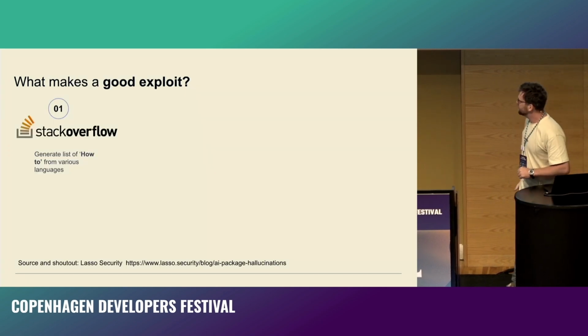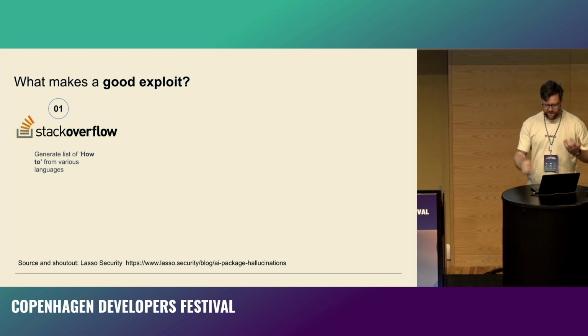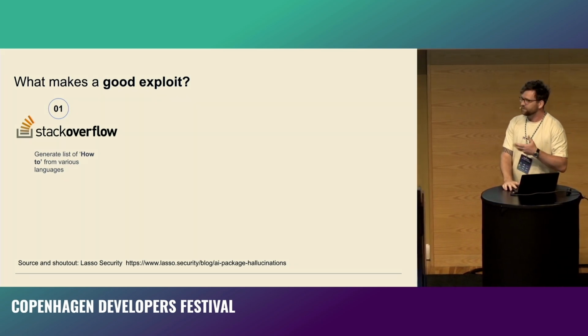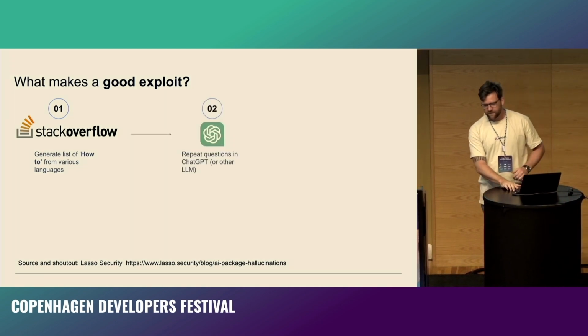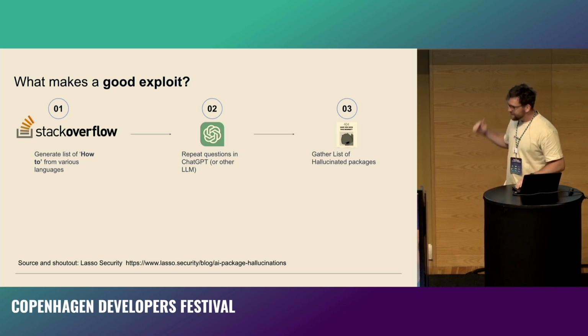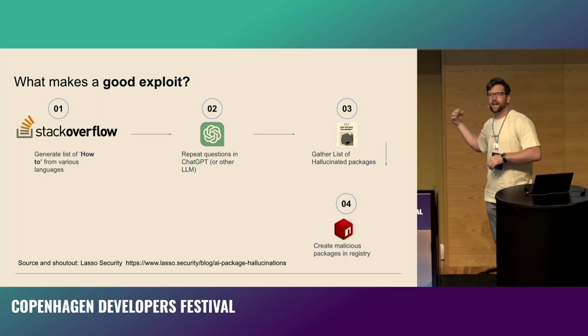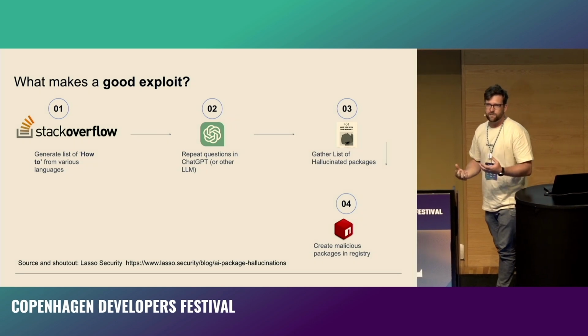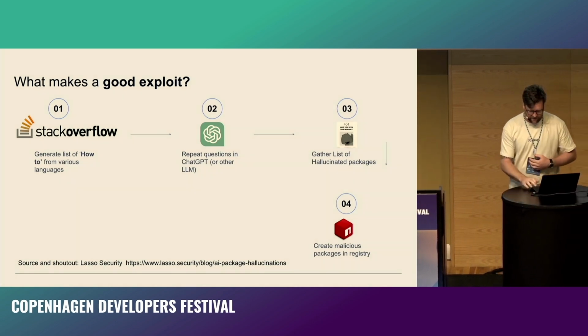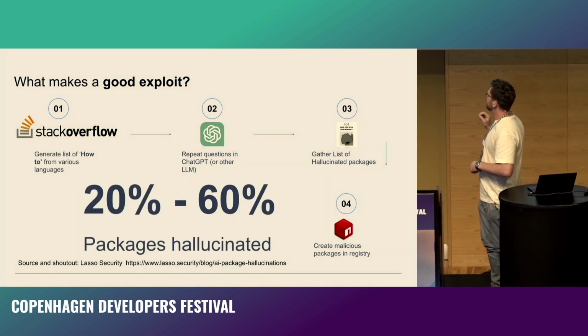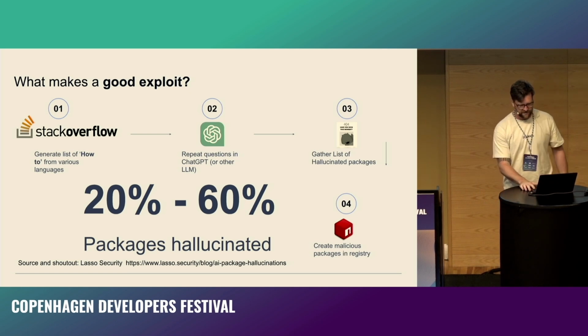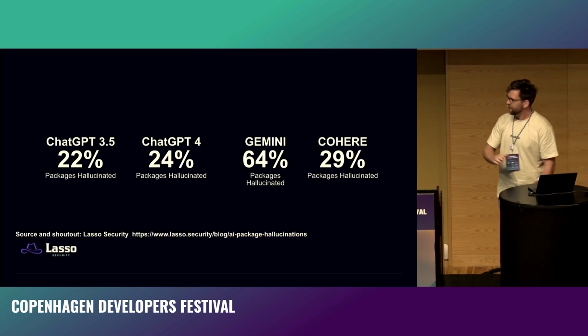This is a system that was created by Lasso Security. It finds results from Stack Overflow, plugs them into the system, generates a list of hallucinated responses, and creates those packages. And you can even get an LLM to create those malicious packages for you programmatically. What we've found is that 20 to 60% of the packages are hallucinated at the moment. And you can have a look at this.